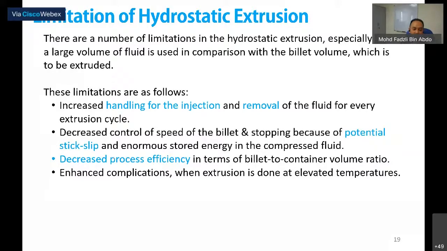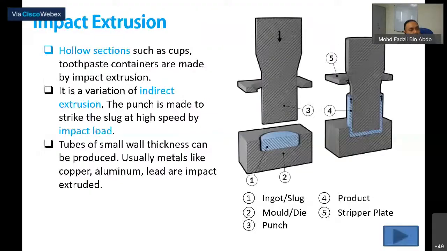So that dia akan stick macam ni and then the slip macam tu. Dia bukannya jalan, kalau ada friction contoh kan, dia akan jalan macam ni kan, tapi bila stick slip dia akan terstick macam tu, tapi dia akan terpesong sikit. Dia punya flow dia tu, dia tak straight lah. Bila ada stick slip, nanti flow dia tu akan ada skewed sikit. And then decreased process efficiency in terms of billet to container volume ratio and enhanced complication when extrusion is done at elevated temperature. Okay.